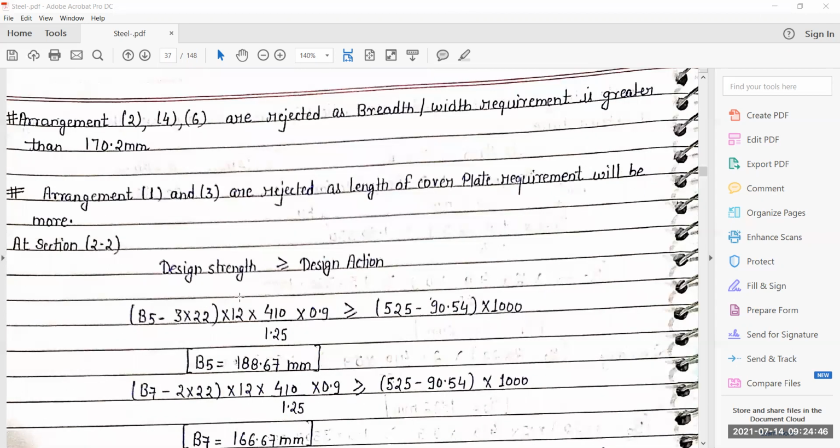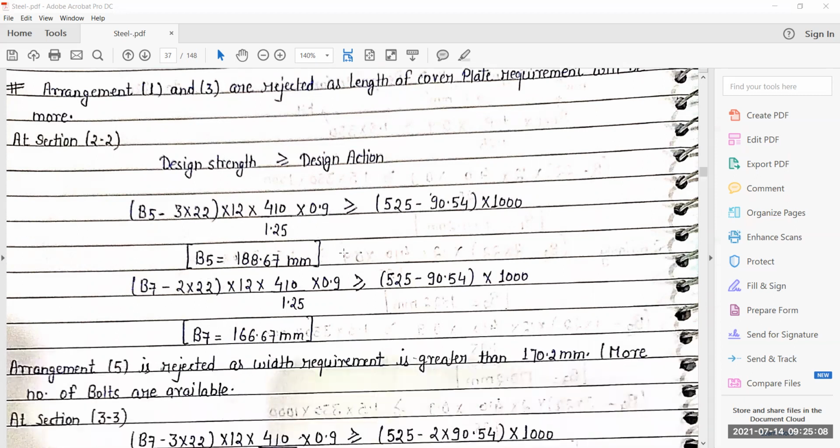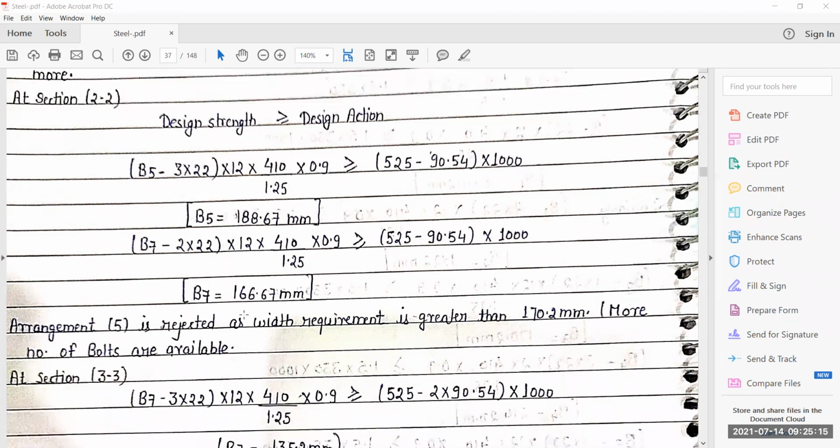At section 2.2, the design strength: B5 minus 3 into 2 into 12 into 410 upon 1.25 into 0.9 is less than or equal to 525 minus 90.54, into 1000. So B5, design strength greater than or equal to design action. So B5 is equal to 188.67 mm. Okay, then B7 is calculated the same as section 2.2. So B7 equals 166.67 mm. Arrangement 5 is selected as per the width requirement.